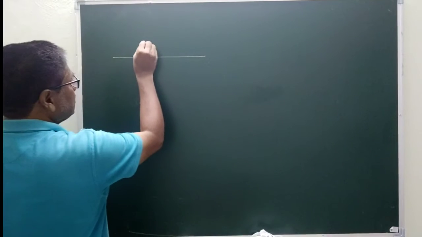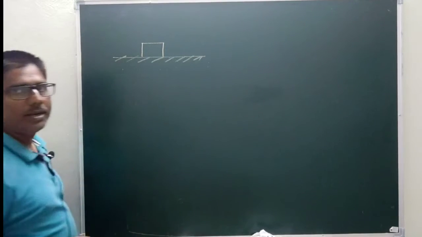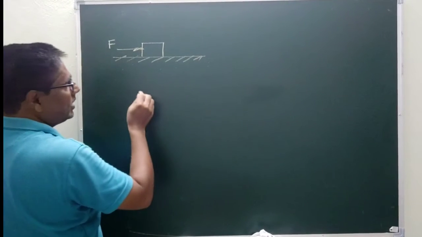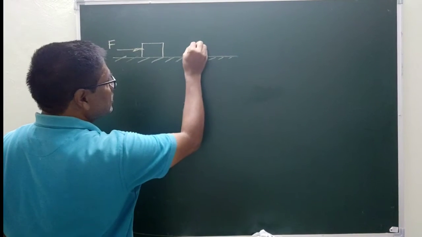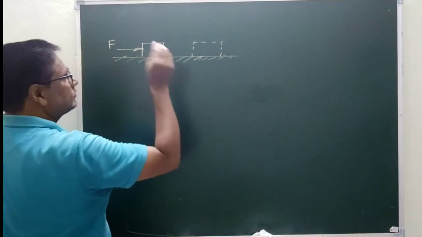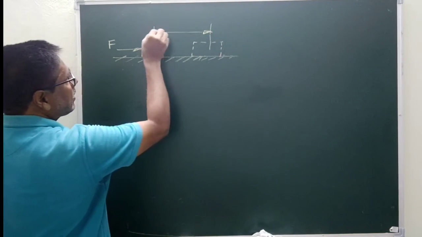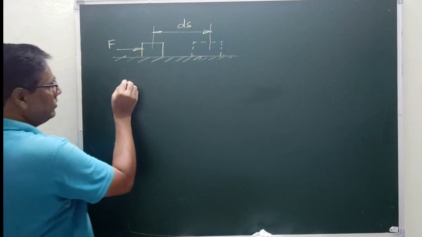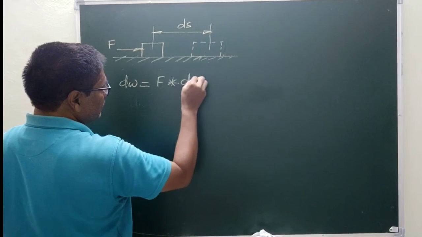Suppose a block is resting on this horizontal plane, and if we apply some force F on this block, and because of this force the block has moved from one place to another. This is the new location, and this displacement is say ds. Now we can write work dW is equal to force into displacement.